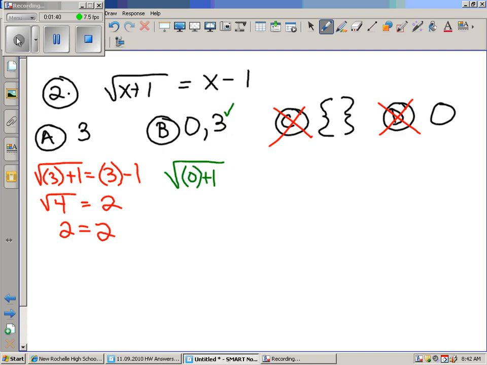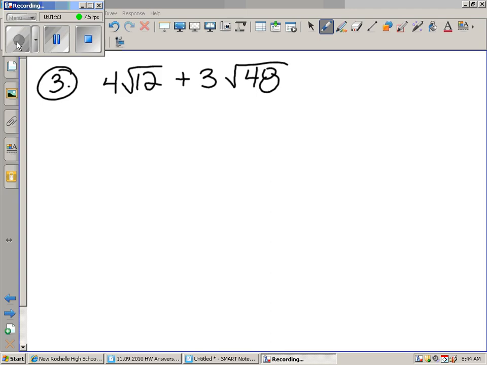0 plus 1 equals 0 minus 1. 0 plus 1 is 1. 0 minus 1 is negative 1. And no, this doesn't work. Nope. So it's got to be choice A. So here we go. Problem number 3. Once again, you're asked to simplify.